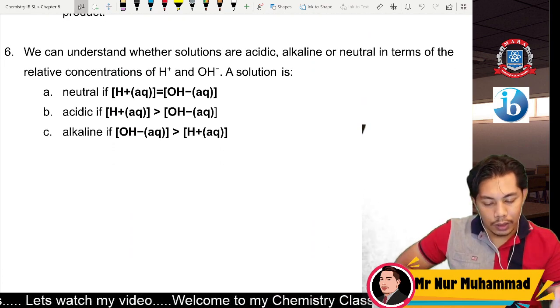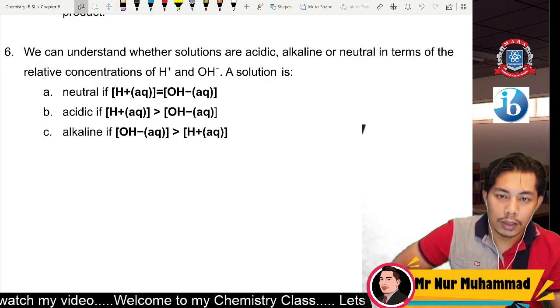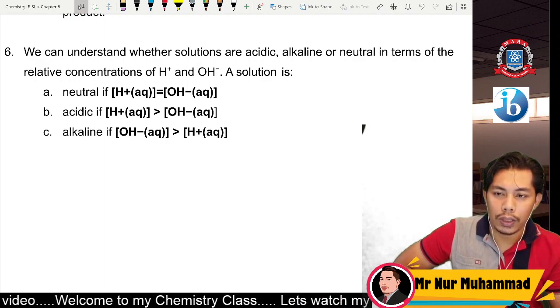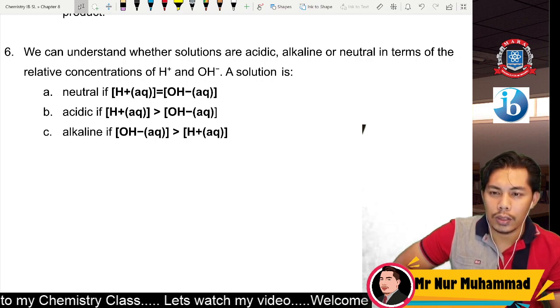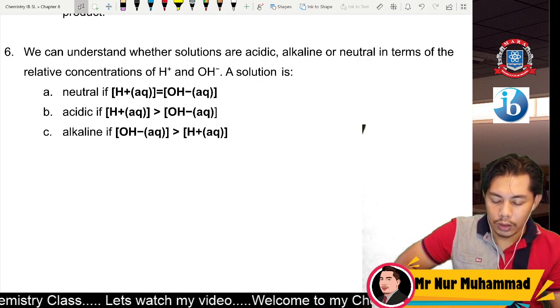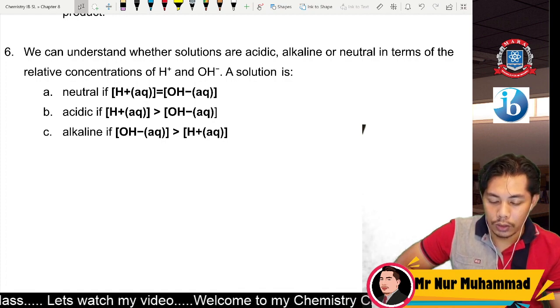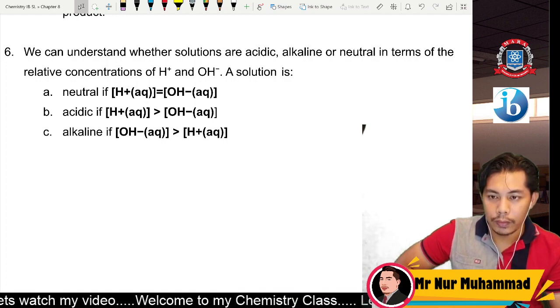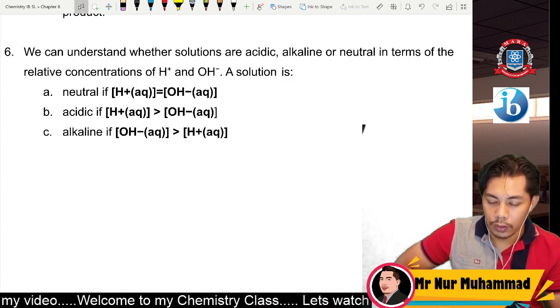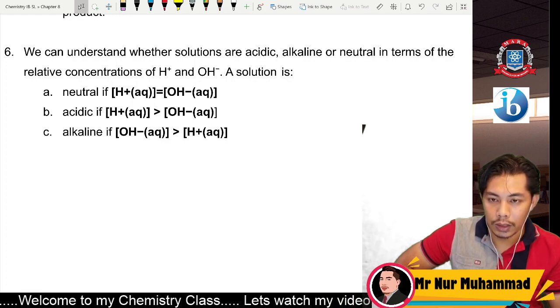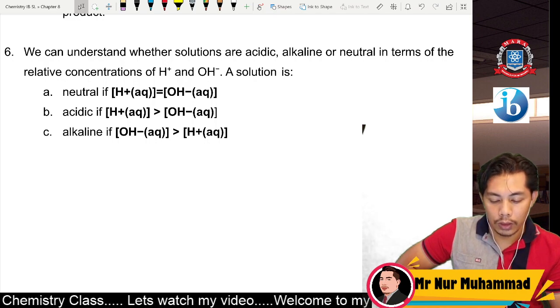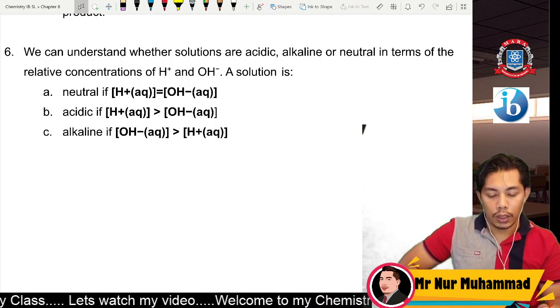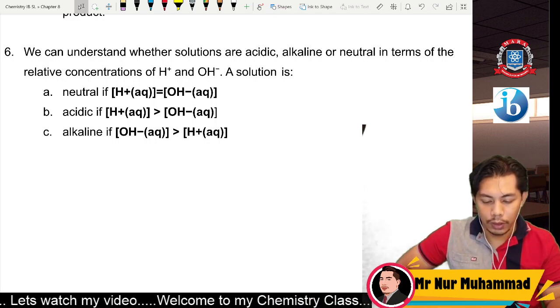We can understand whether a solution is acidic, alkaline, or neutral in terms of the relative concentration of hydrogen ion and hydroxide ion. A solution is neutral if the concentration of hydrogen ion is equal to hydroxide ion. Acidic if the concentration of hydrogen ion is greater than hydroxide ion. Alkaline if the concentration of hydroxide ion is greater than the concentration of hydrogen ion.